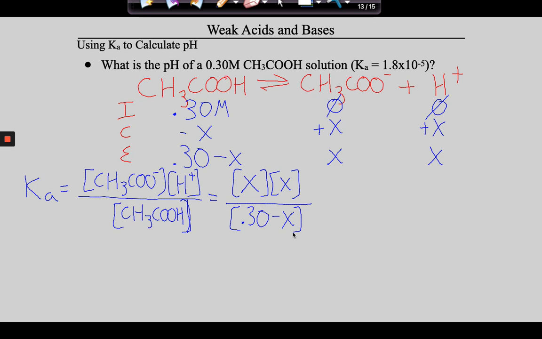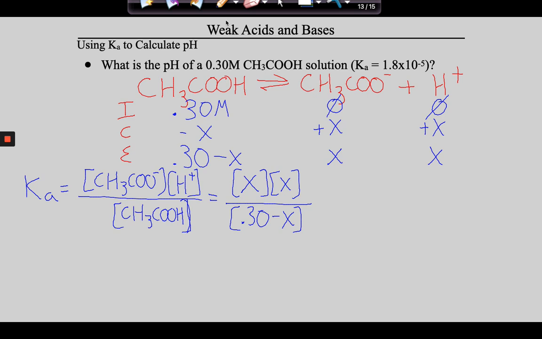So, guys, now we need to talk. How are we going to solve this for X? What do we have to do? Quadratic formula. No. Guys, check this out. We do not need to use the quadratic formula in order to solve this problem. And the logic behind this is absolutely brilliant. So, guys, do this with me. Look at the Ka value for acetic acid. What is it? It's 1 times 10 to the negative 5. The Ka value is 1 times 10 to the negative 5.